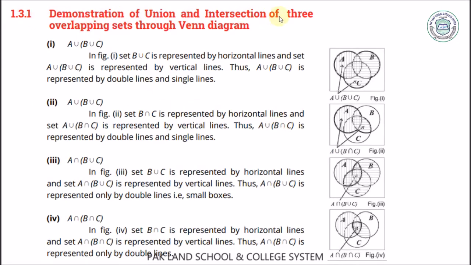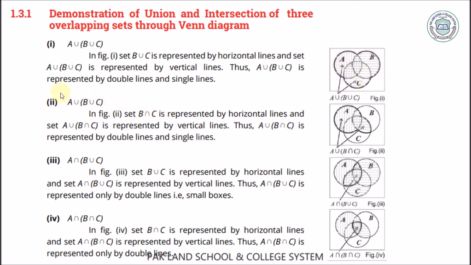Demonstration of union and intersection of three overlapping sets through Venn diagram. First is A union (B union C). In figure 1, set B union C is represented by horizontal lines, and set A union (B union C) is represented by vertical lines. Thus A union (B union C) is represented by double lines and single lines.